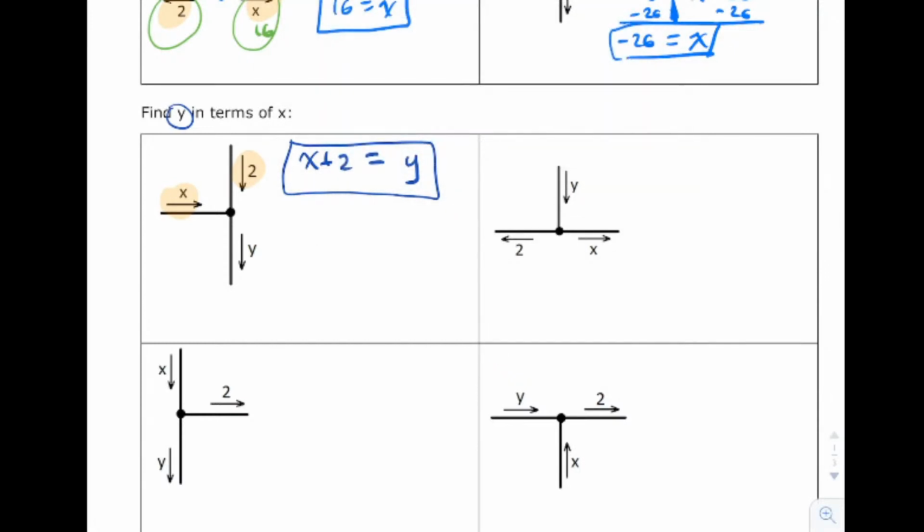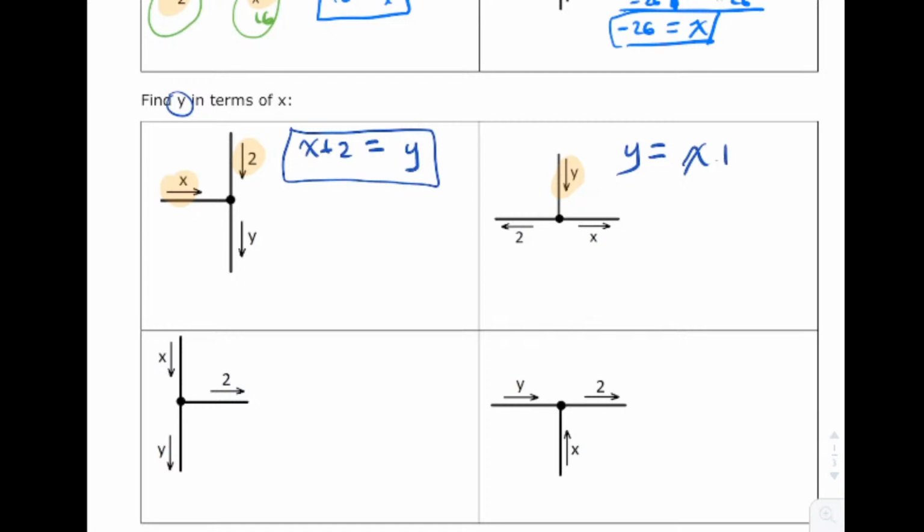Okay, here we go. Maybe I'll just highlight what comes in. It might be easier. Y goes in, and that's the only thing going in. So Y goes in. Everything else goes out. I got X going out. I got a plus 2 going out.